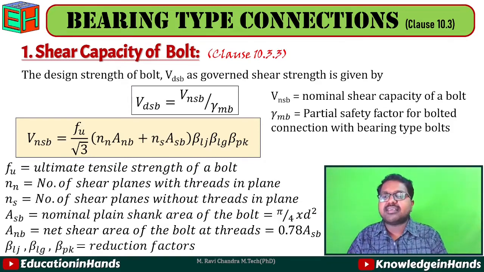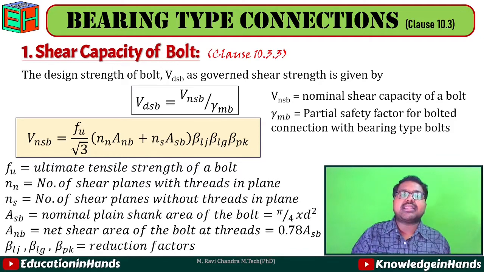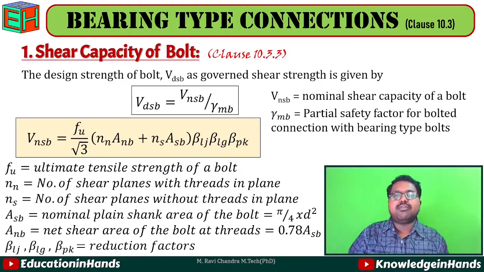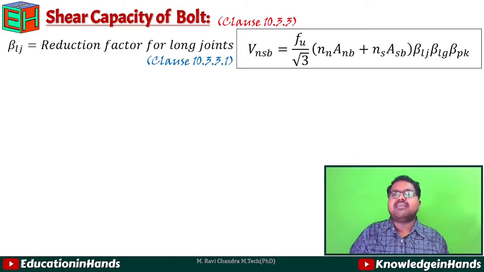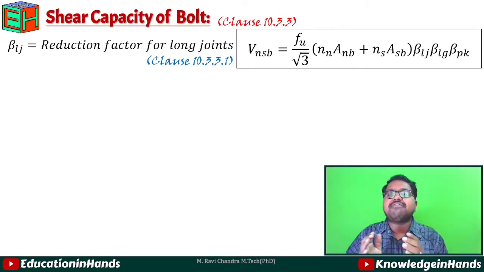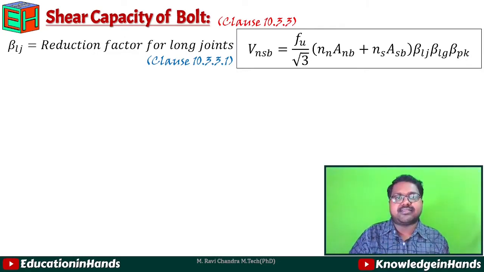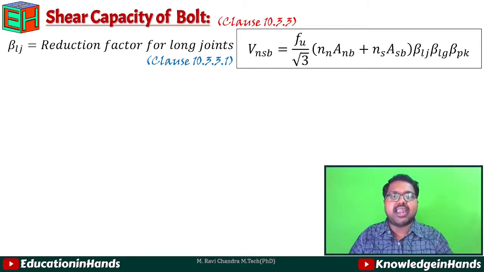And the last ones are beta LJ, beta LG and beta PK, which are nothing but the reduction factors. We are applying these reduction factors in different conditions. Where we will apply, let us see. The first one is beta LJ, which is nothing but the reduction factor for long joints. So as per clause 10.3.3.1, where we apply this reduction factor beta LJ.